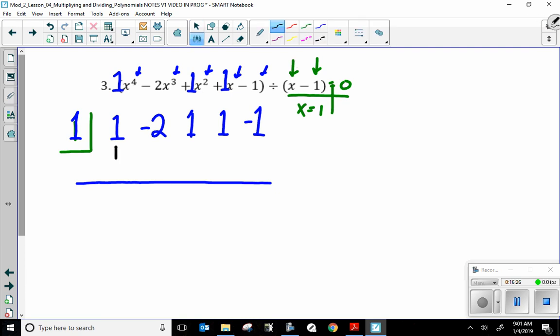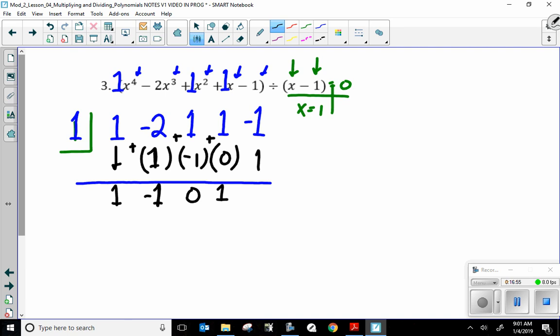Okay, drop the 1. 1 times 1 is 1. If I add them, I get negative 1. 1 times negative 1 is negative 1. If I add them, I get 0. Anything times 0, including 1, 1 times 0 is 0. If I add them, okay, I get 1. So inconsistent with my 1s. I just don't like doing them with the tails and the tips because they look like 7s. Anyways, 1 times 1 is 1, and if I add them, oh, my remainder is 0.